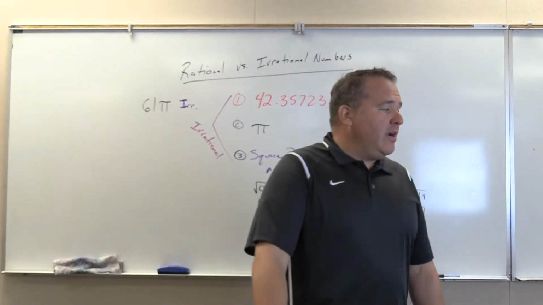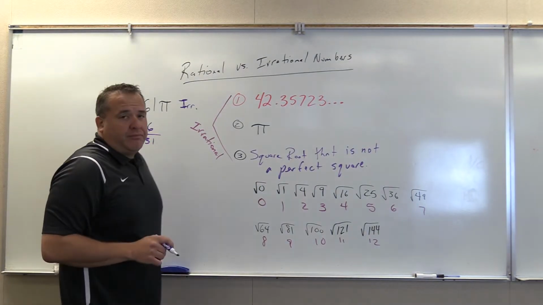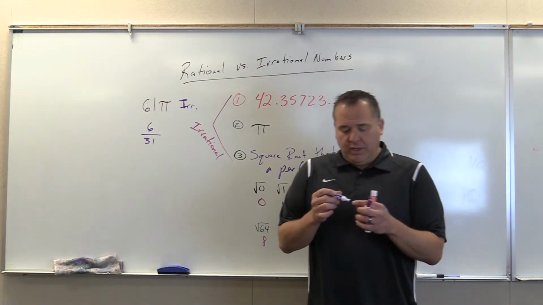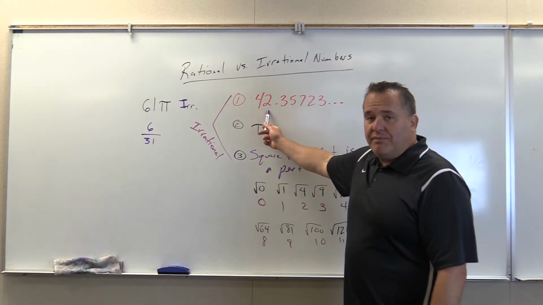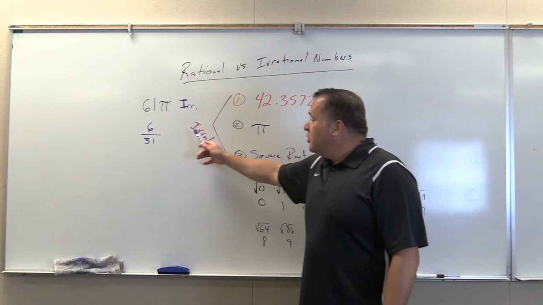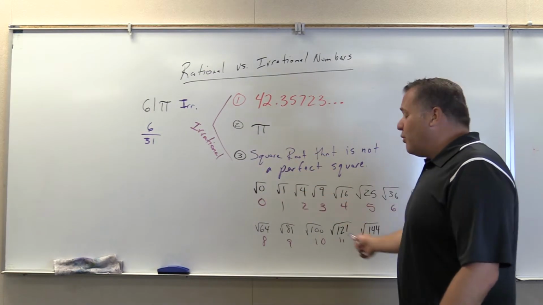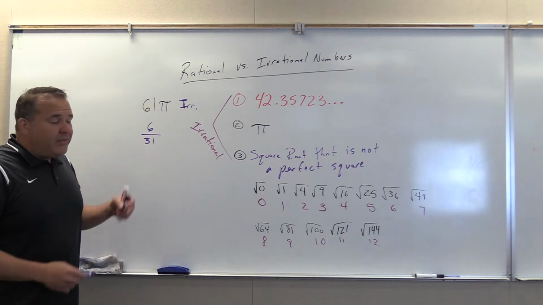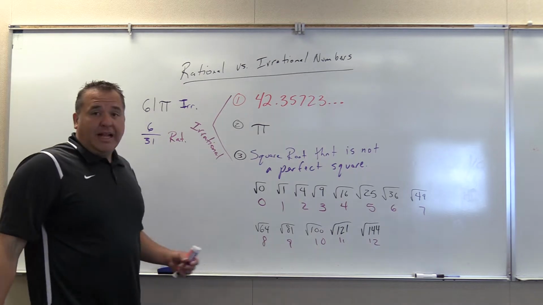Now, what if we had another problem, something like this? Look now, 6 over 31. Now, how do we know if this is rational or irrational? What I do is I ask myself a couple questions. First of all, is it a decimal? No. So we don't have to worry about this. Next, we ask ourselves, is pi included somewhere in this fraction? Nope. So we know so far it's rational. And the last thing I do is look, number 3 has to deal with square roots. Is there a square root in 6 over 31? No. Therefore, this number right here is rational. Okay? That's all we got to do.